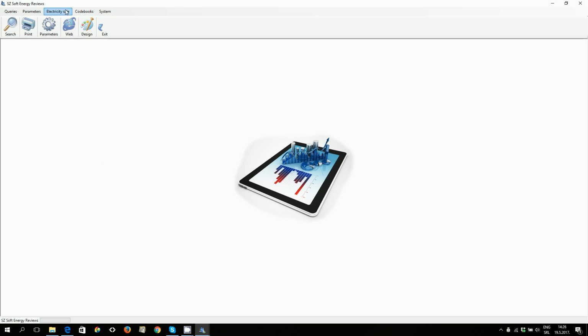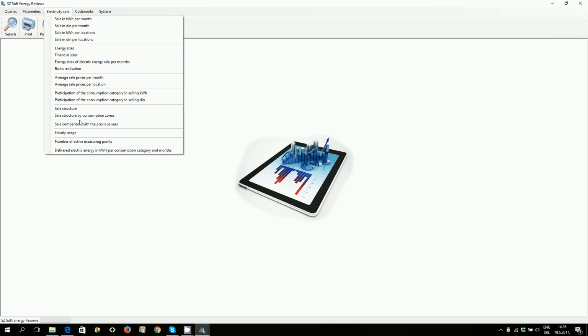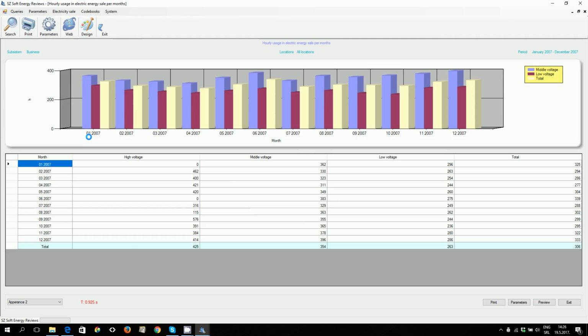By exiting this function, we are moving to the function called hourly usage. In the graphic we can see different months. On the right side there is the legend. We also have different categories such as high voltage, middle voltage and low voltage. And in the right corner of the page we have our total value.